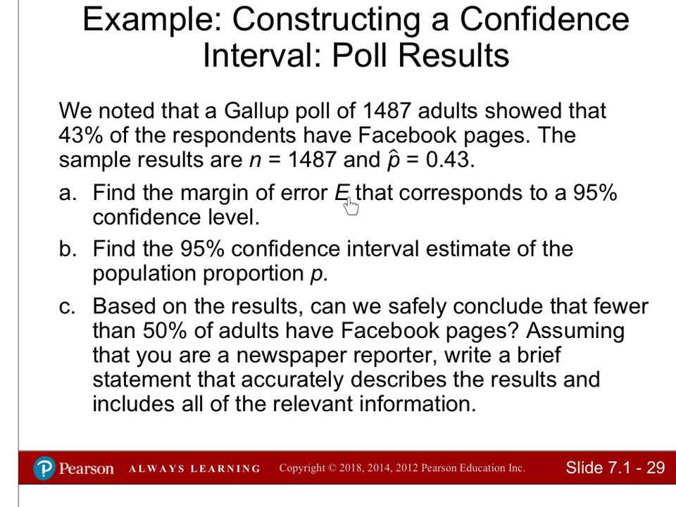Find the margin of error. Find E that corresponds to the 95% confidence interval. And then we'll use that to find the confidence interval itself, and then we'll reach a conclusion. Okay, can we safely conclude that fewer than 50% of adults have Facebook pages? Okay, assume we're a newspaper reporter.